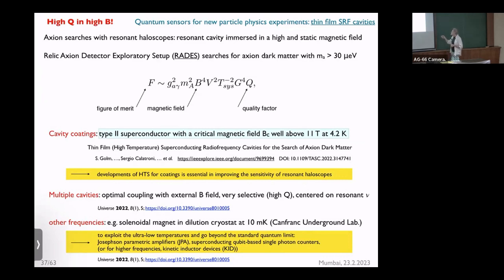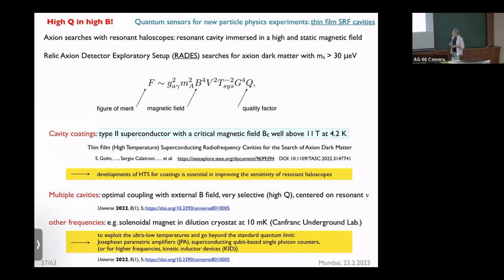So you can try to do cavity coatings to try to get to better quality factors at very strong magnetic fields. And this is really the challenge then. How do you have a very strong superconductor at fields as high as 11 Tesla? This is something being worked on right now, to have thin film superconducting radio frequency cavities. You can try to make multiple cavities, just repeat this, build it more and more. Each of these cavities can couple to slightly different electric fields or slightly different resonant quality factors tuned to a specific resonant frequency.